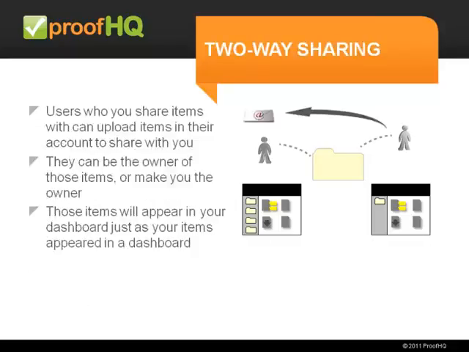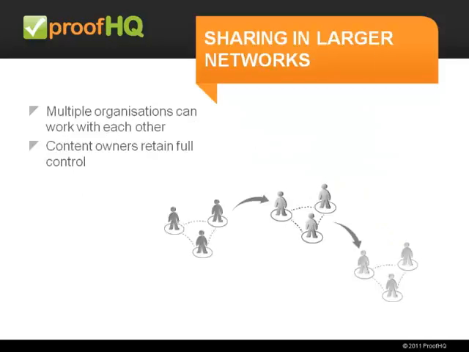One of the big advantages of the ProofHQ sharing model is that users in other organizations can also use ProofHQ to share items with you. They can create and share items which they own, or create items and make you the owner. This simple but incredibly powerful sharing model lets multiple organizations work with each other and create networks of ProofHQ accounts, through which files, folders, and proofs can be shared. The owner of the proof, file or folder retains complete control over who has access to their content, but can distribute that content through extended networks of partners.